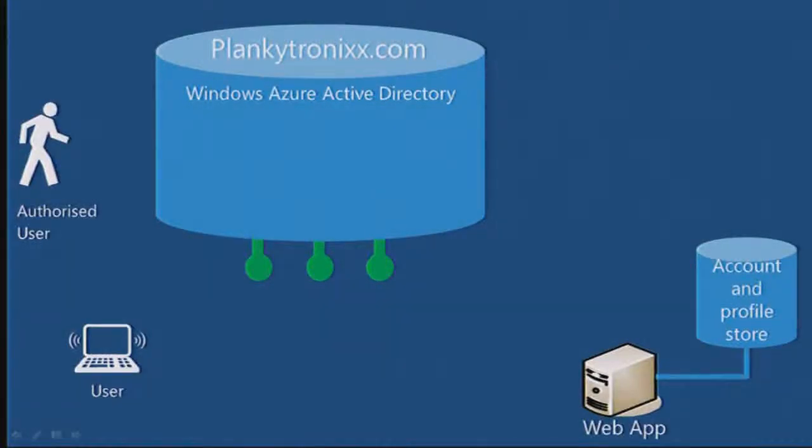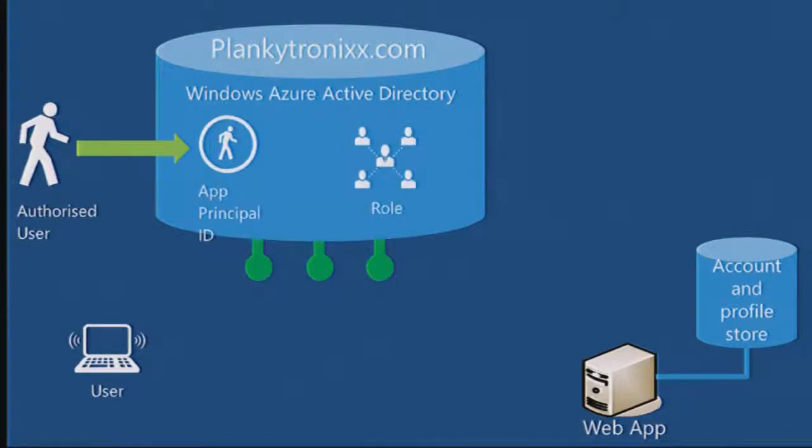Okay, so what I've got in this diagram is an authorized user. In my case, I've got this directory. It's called, up there in the slide, plankytronics.com. Think of it as plankytronics.onmicrosoft.com, and you see it says there authorized user. That's me, Planky at plankytronics.onmicrosoft.com. What I'm going to do now is log in as that authorized user and create an app principal ID. This is like a service principal name.